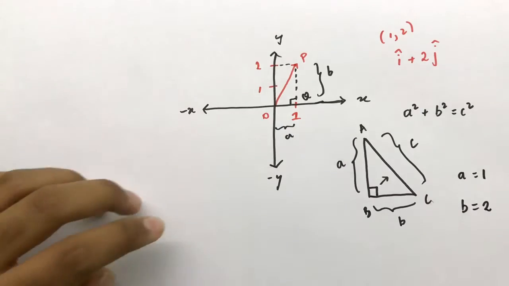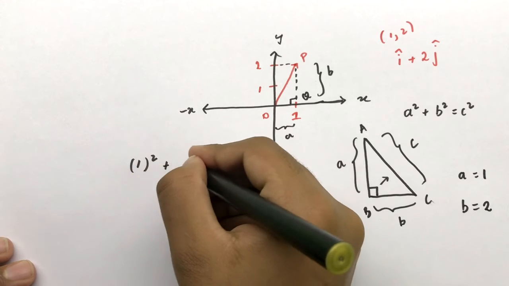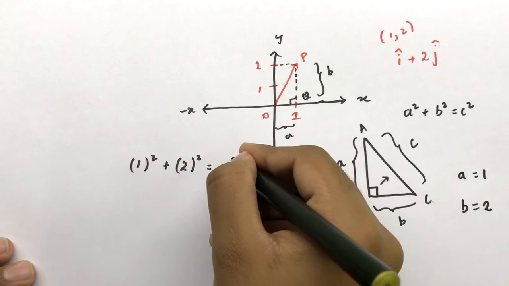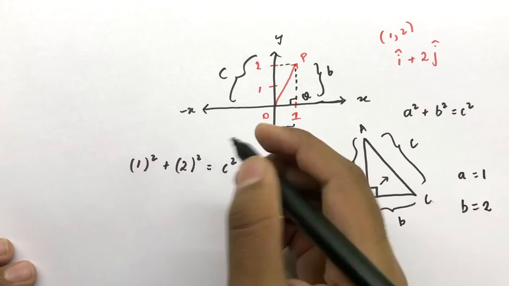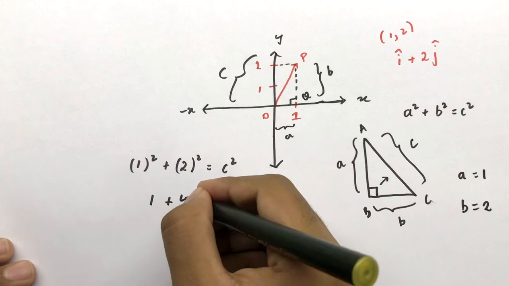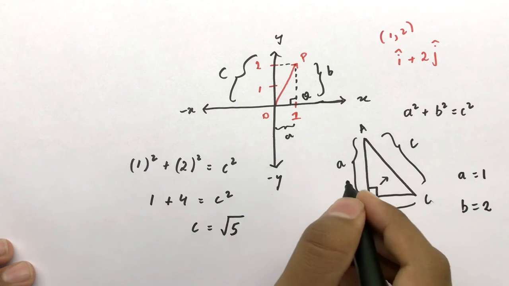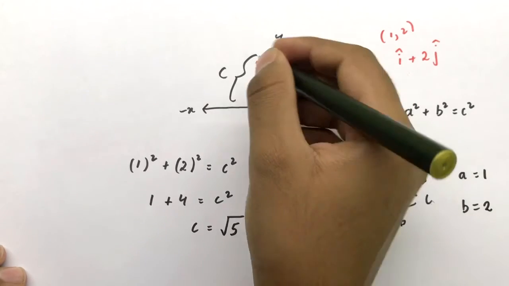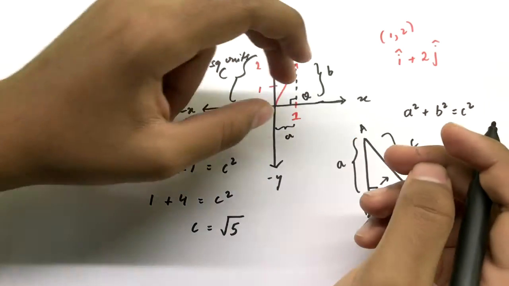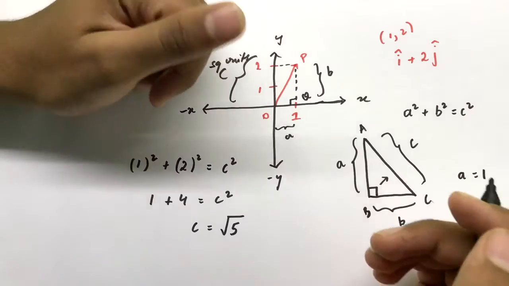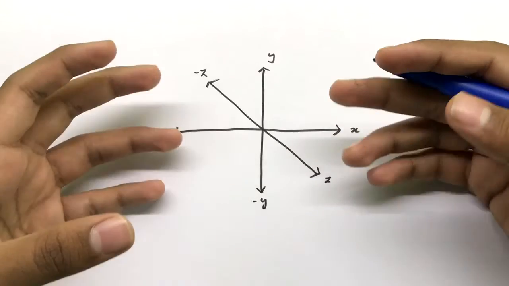So now if I were to apply this Pythagoras theorem that I told you guys over here, 1 square plus 2 square must be C square, where C is the magnitude or the length of the vector OP. So 1 square is 1, 2 square is 4, equal to C square. So you know C from this happens to be root 5. So the length of the vector OP happens to be root 5 square units. That is, the length of this vector OP or this line OP is root 5 square units, which happens to be its magnitude.